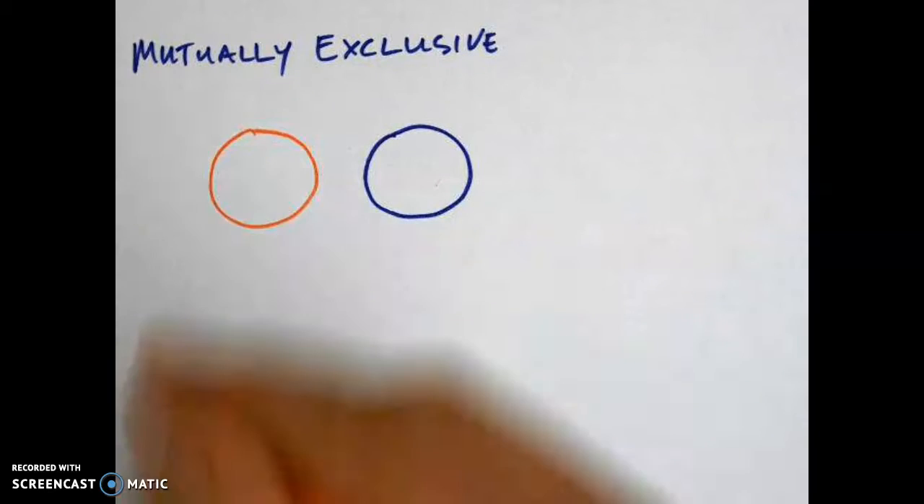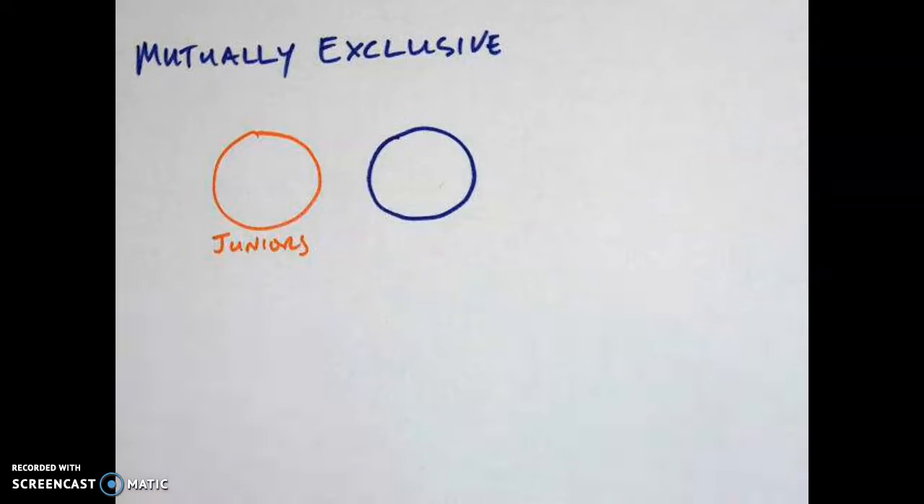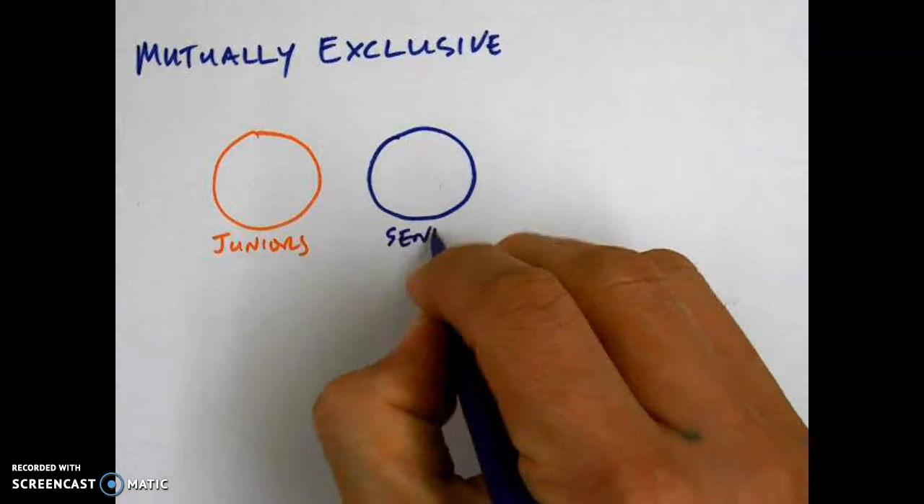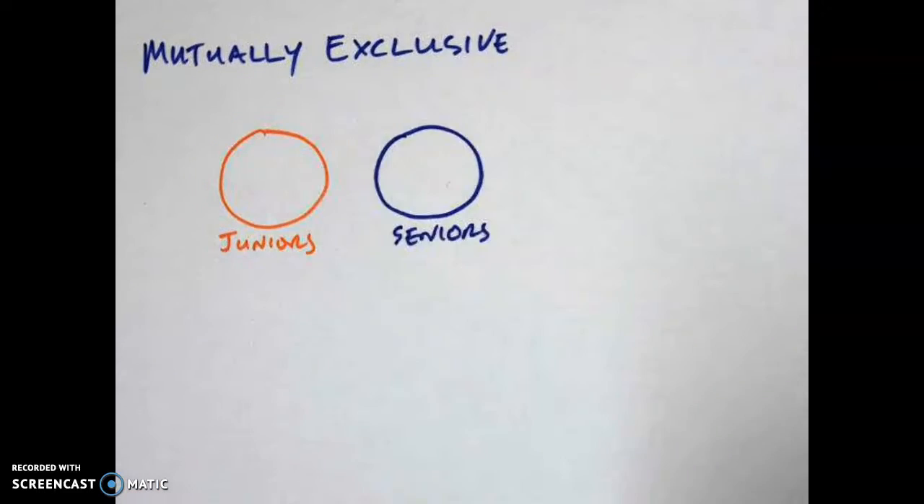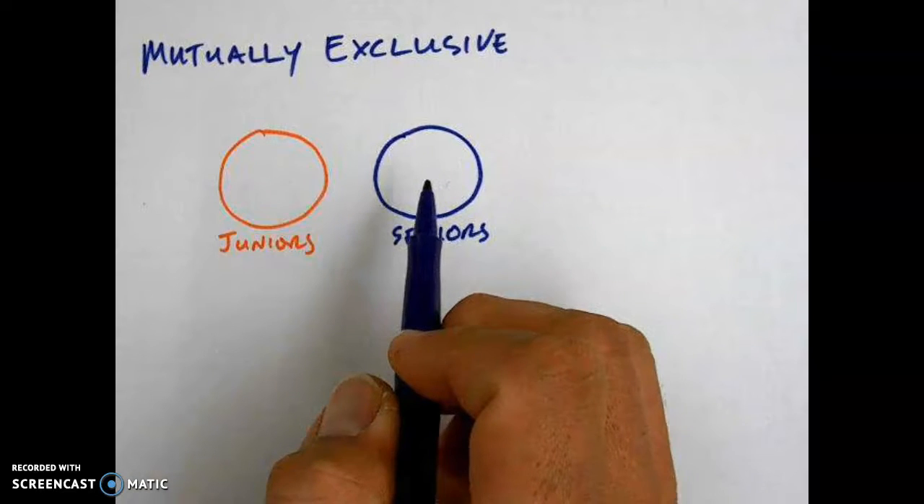For example, you could have juniors and seniors. There is no overlap between juniors and seniors. If you're a junior, you're not a senior. If you're a senior, you're not a junior. Does that make sense to you guys? Yeah. So let's say out of 100 students, we have 20 juniors and 10 seniors.